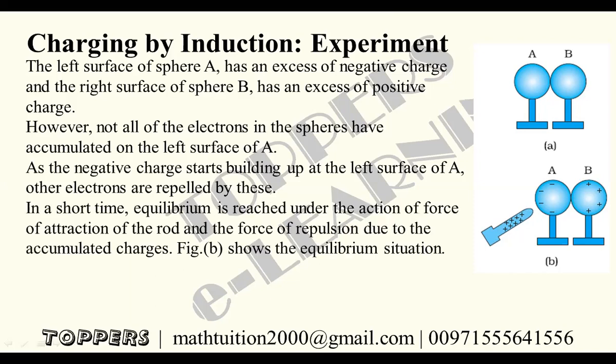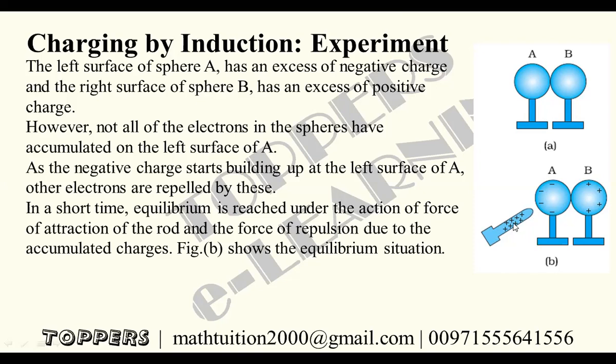In a short time, equilibrium is reached under the action of the force of attraction of the rod and the force of repulsion due to the accumulated charge. Figure B shows the equilibrium situation. So all these charges, here positive, here negative, here positive. This complete system will come into equilibrium, right? As the forces of attraction and repulsion, the net force will become zero.